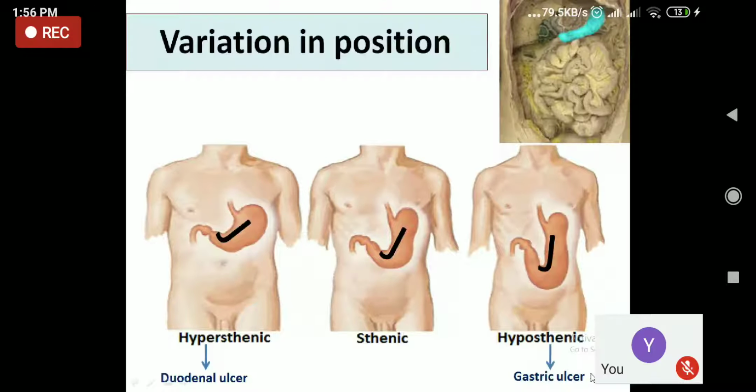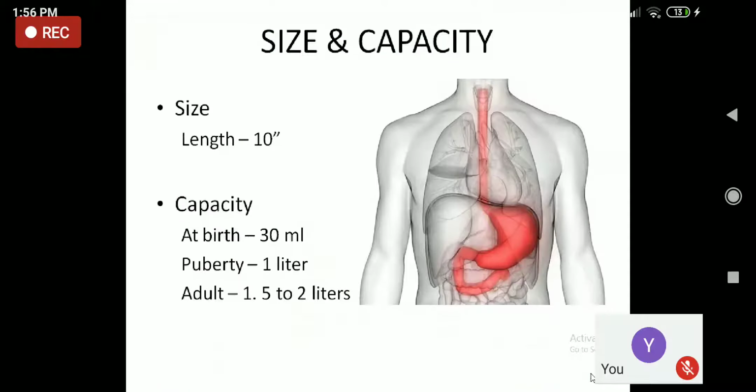Once again I repeat, it is not that every hypersthenic individual has to suffer from duodenal ulcer, and every hyposthenic individual has to suffer from gastric ulcer. But prevalence wise, the hyposthenic individual will be prone to gastric ulcer and the hypersthenic will be prone to duodenal ulcer. So this is about the variation in position, and depending on the placement of the long limb, the stomach can be divided into hypersthenic, sthenic, and hyposthenic type.